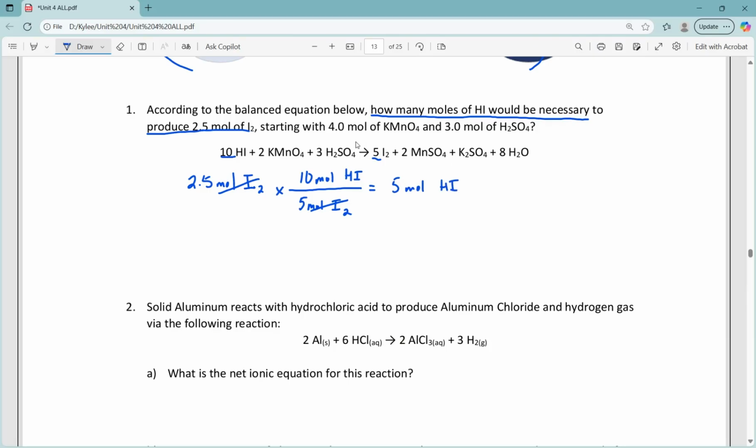What made this one tricky is they gave us some other numbers, these guys. When you sift through the problem and see what they are actually asking, I actually didn't need that information at all. They want to know how many moles of HI would be necessary to produce 2.5 moles of I2. So that's what I need to answer. I'm starting with 2.5 moles of I2. That's my known amount. I want to get rid of my I2 on the bottom, so I pull in my balanced chemical equation mole ratio. It's 5 moles of I2 to 10 moles of HI, so that goes in the top. And then we complete the conversion. So that one wasn't really so bad.